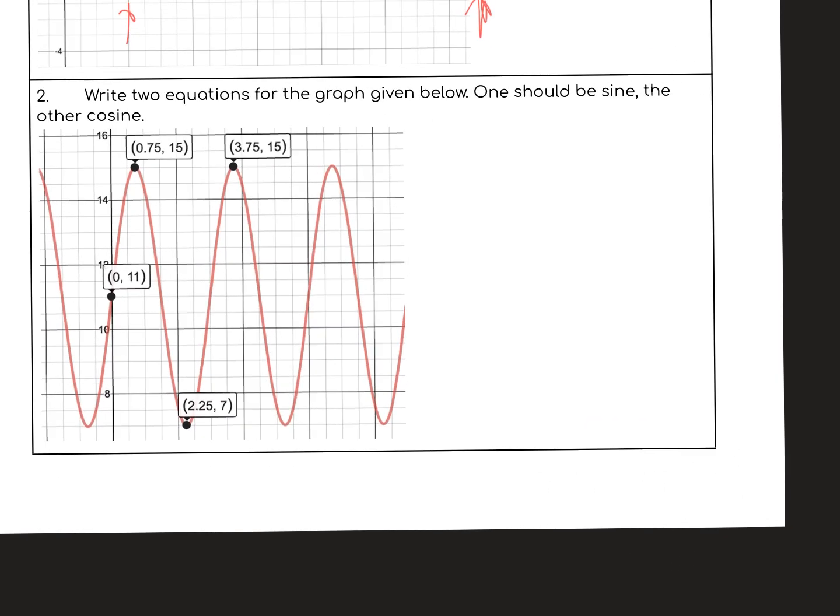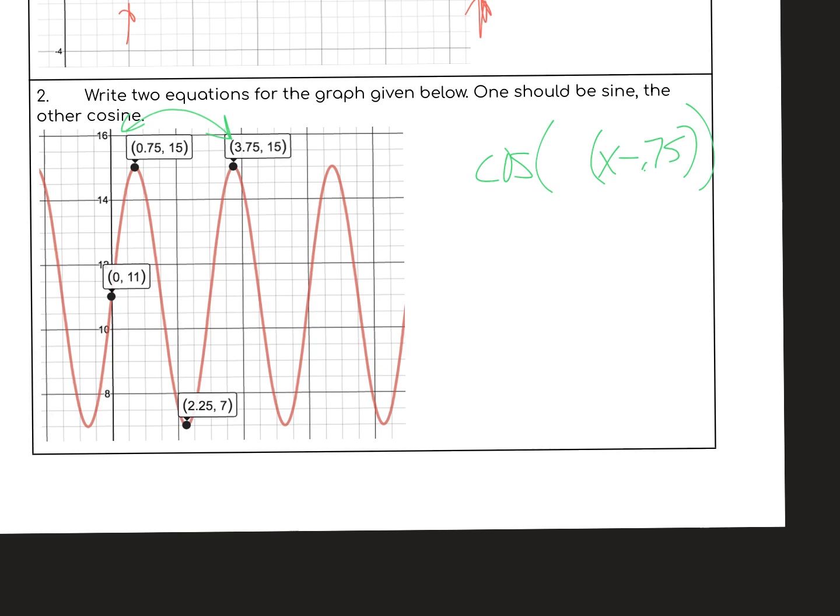2 equations for that graph. All right, I'm going to do cosine first. I see that the period is 3. I see the shift, so I'm going to do cosine. The shift is, I can call it 0.75 to the right. The midline appears to be 0. Let's see. I'm sorry, 11. I don't want to say it.